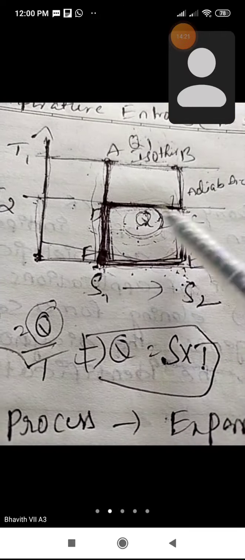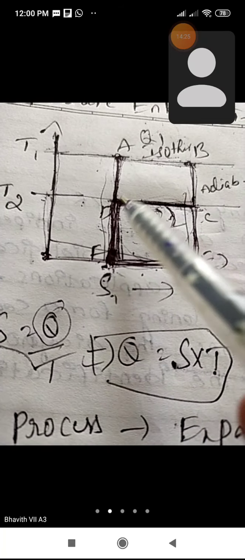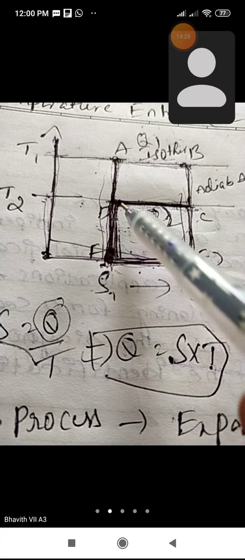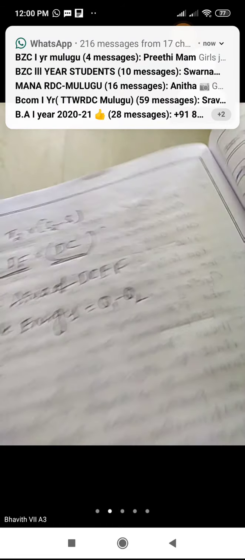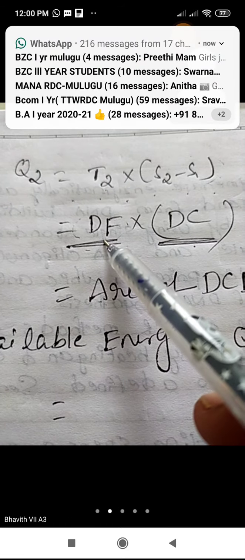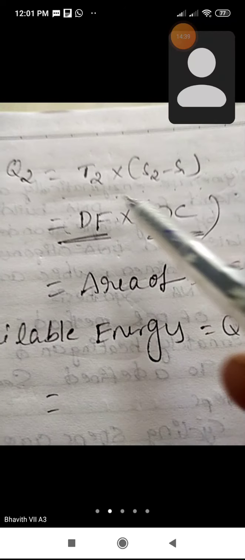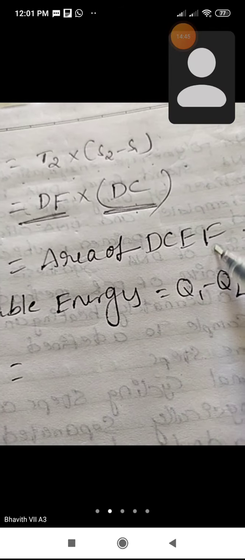In place of S2 minus S1 we can replace it with DC. DC is the length, which is S2 minus S1, and DF indicates the T2 length. So in place of T2 I represent DF, and S2 minus S1 we replace as DC. This DF into DC is nothing but length into height of the DCEF rectangle. Here DCEF is a rectangle.